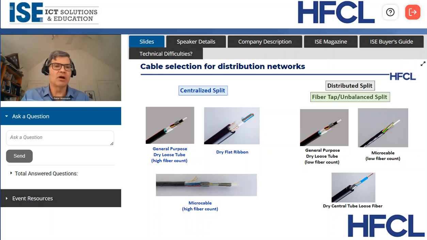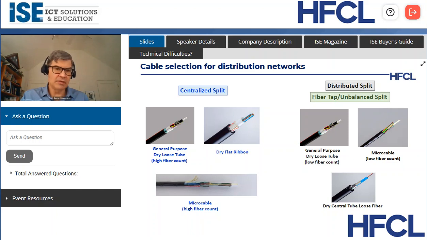And another thing we're seeing more of is micro cable that's jetted into microduct. And again, higher fiber counts. With the distributed split and fiber tap architectures, you can use lower fiber count cables. The general purpose are the micro cable.